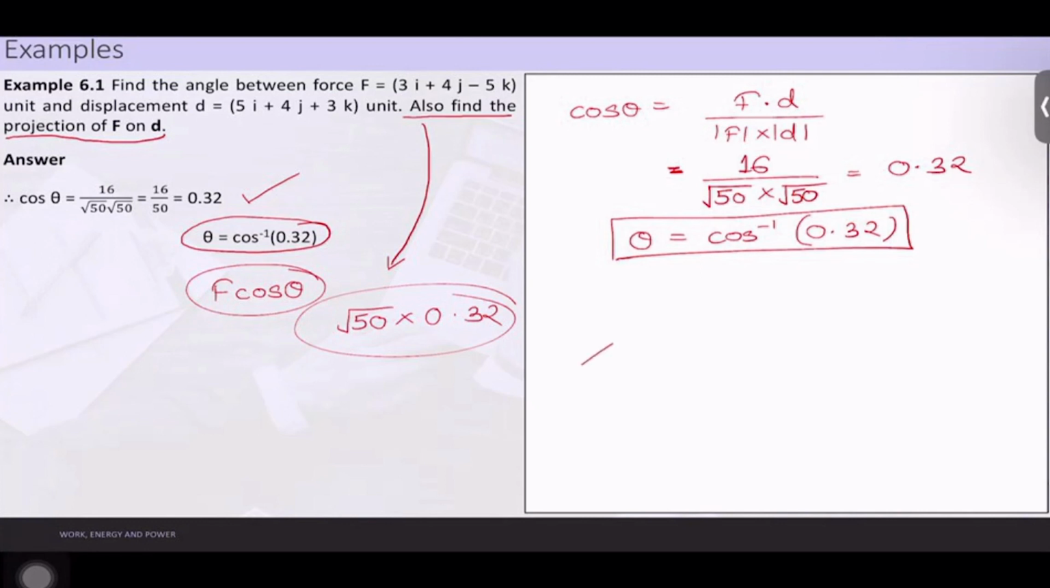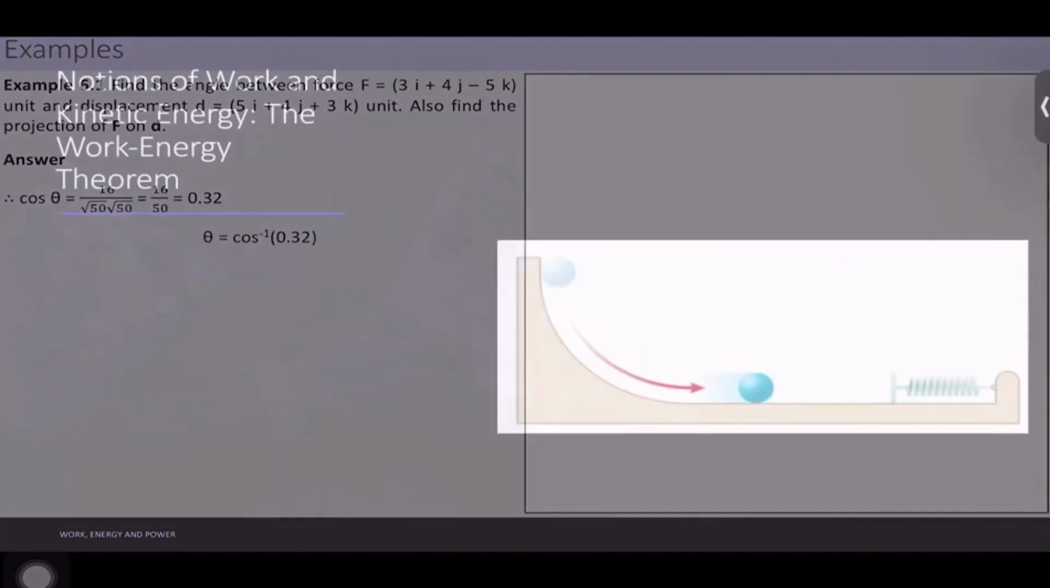So again, understanding F cos theta. Let us suppose this is your F, this is your D, because we need to find the projection of this on this. Correct. So what you will do, you will just draw a perpendicular, and this will be nothing but your F cos theta. Okay, so I hope it is clear. So that is the end of the scalar product.